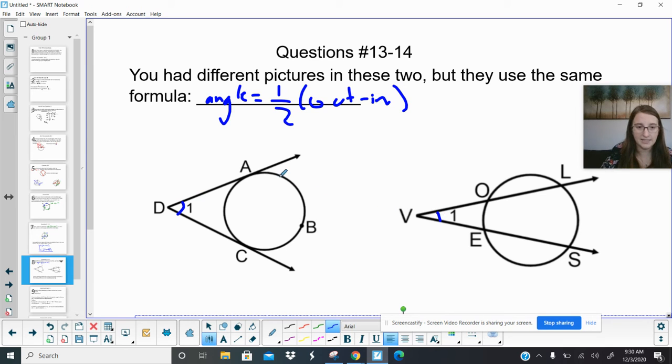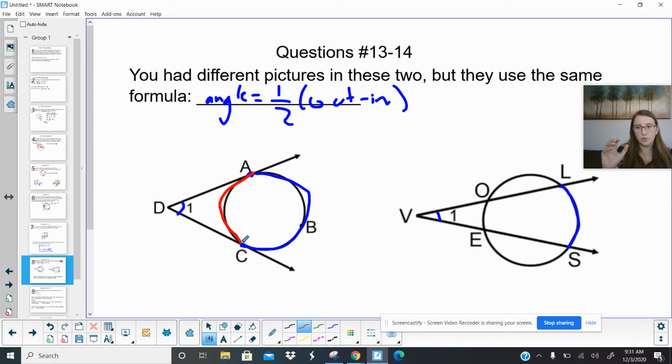So in both these cases, this is the outside arc, right to where it touches right there on that line. Over here, though, this is the outside arc, just between those two lines. So again, the two lines just touch right here, so that's the outside arc. The inside arc is the one kind of trapped in between the angle and the rest of the circle. So this is the inside arc. So it's possible you may have gotten this wrong if you got the outside and the inside mixed up.